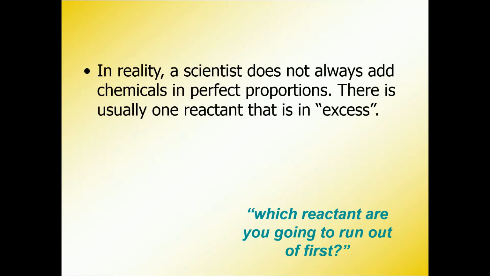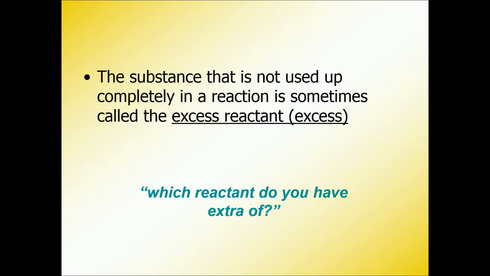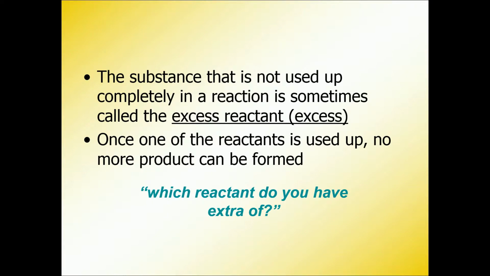Whenever you do an experiment, a scientist doesn't necessarily precisely measure out every single reactant. Instead, you can add one reactant in excess, meaning one of the other reactants is going to be used up first. The reactant that gets used up first is what we call the limiting reactant or limiting reagent. It means the same thing. The other reactant is referred to as the excess reactant, and this is what you can add in excess. It doesn't matter how much of it you add, you just keep adding until the reaction is over with, and that's what we call the excess reactant.